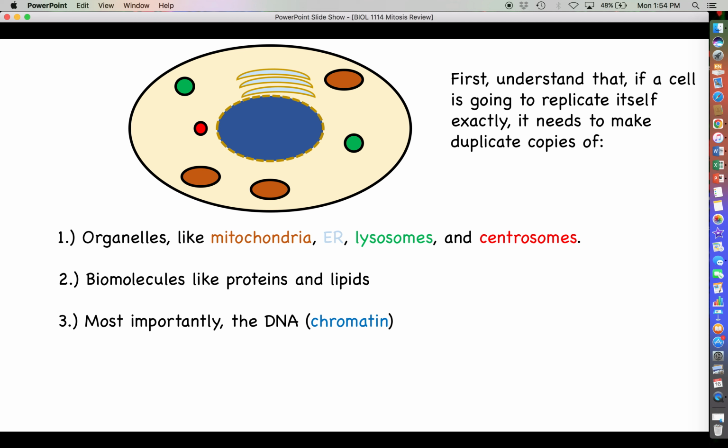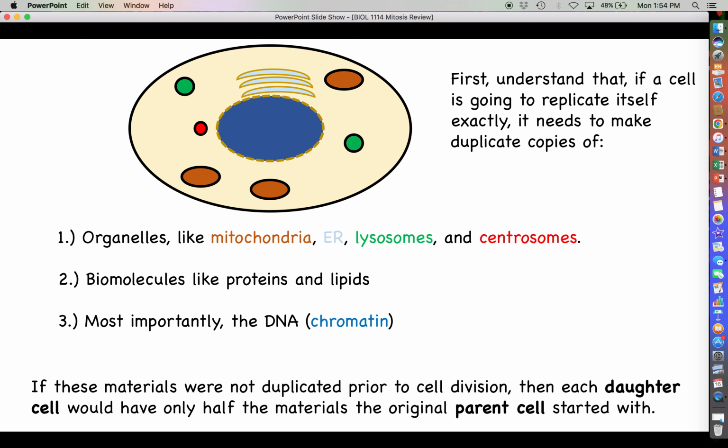So the idea of why this duplication is necessary is because if we didn't duplicate all of these materials prior to the cell dividing, then each of the two daughter cells that are produced at the end of this would only have half the materials the original parent cell started with.